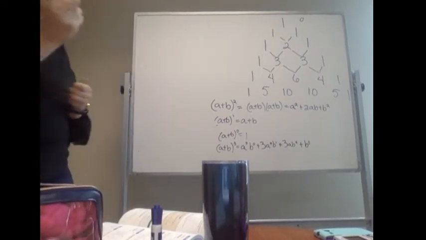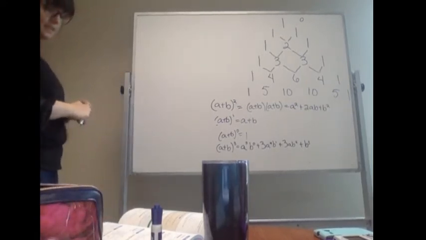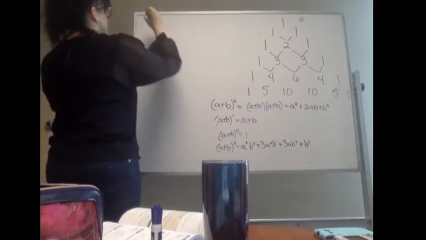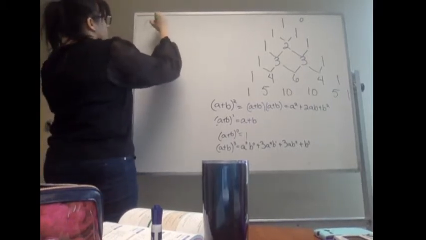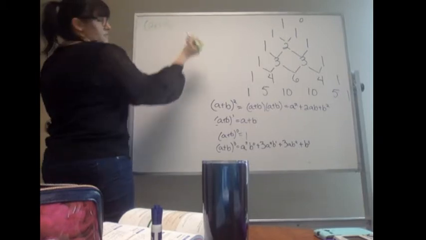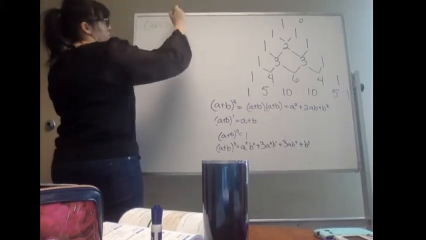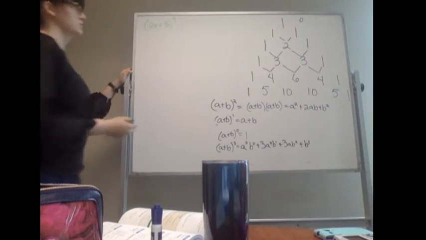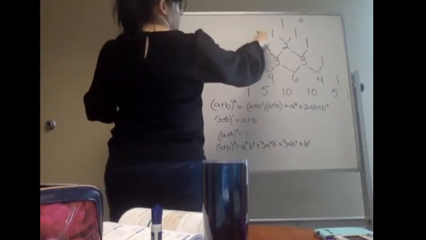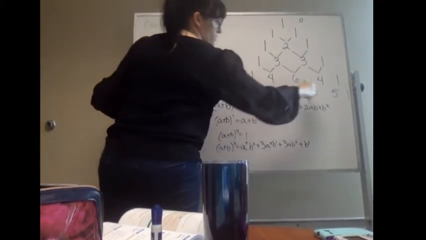Let's try this one. I don't ever use this one. So, now let's do a harder one. Let's do 2x plus 3 to the 4th. So, we're going to 4. 1, 2, 3, 4. Here are our coefficients.